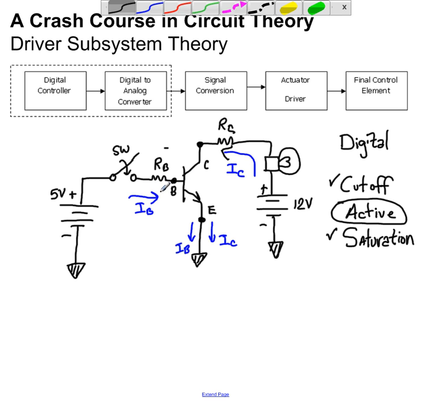So if very little current is flowing into the base, then the transistor will act like a large resistor, and because of that, very little current will flow into the transistor. So actually, the transistor is blocking the current from coming from the power supply of 12 volts. So if the current is very small, the lamp will be off in this position.